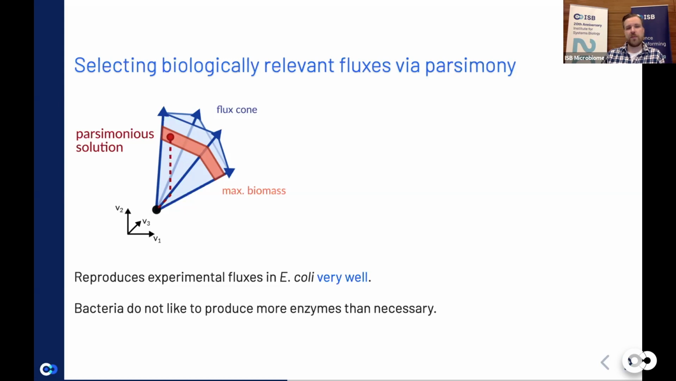That reproduces experimental fluxes in E. coli very well. So it has been shown that if you use a parsimonious solution, it's actually really good. It's even better than, for instance, incorporating transcriptional data, to validate that. And it's based on that assumption that bacteria do not like to produce more enzymes than necessary.